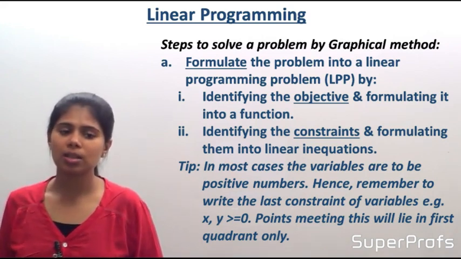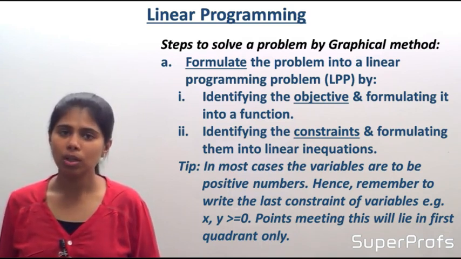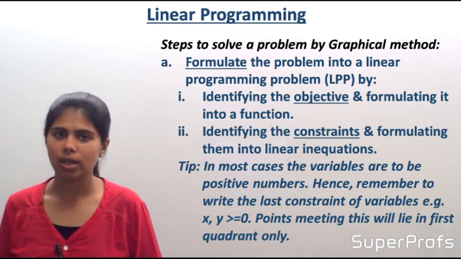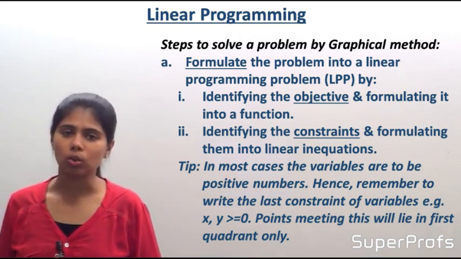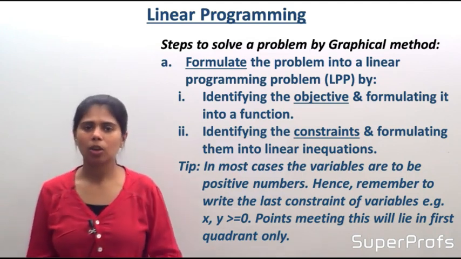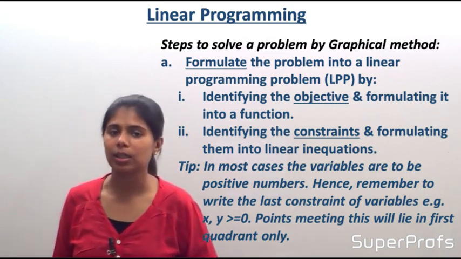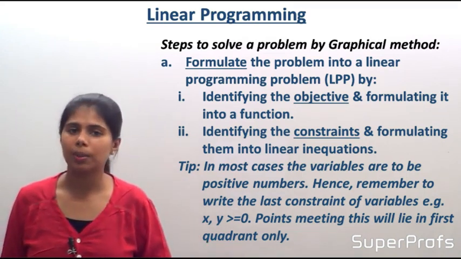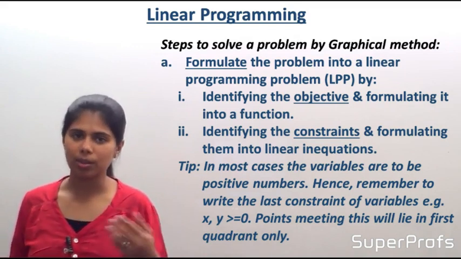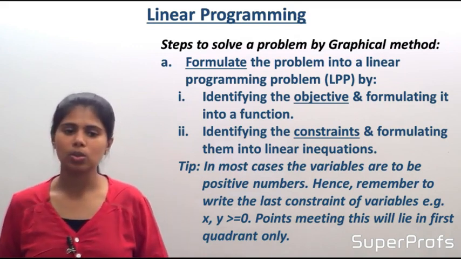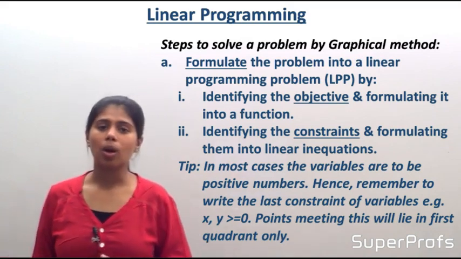In most cases, the variables are positive numbers, and therefore we must remember to write the last constraint as a non-negative constraint. So x and y should be greater than or equal to 0, because most of the time the variables cannot be negative. That is also a constraint which we should factor into our formulation of the linear programming problem. So x, y, or whatever the variables are, should always be greater than or equal to 0. Points meeting this will lie only on the first quadrant of the graph.